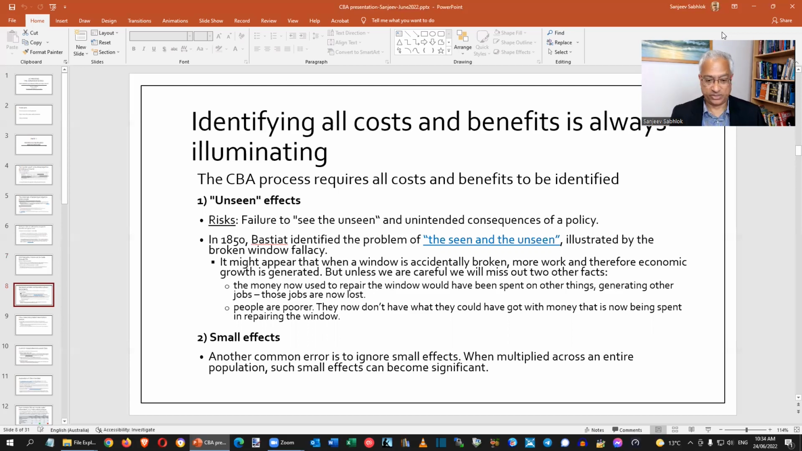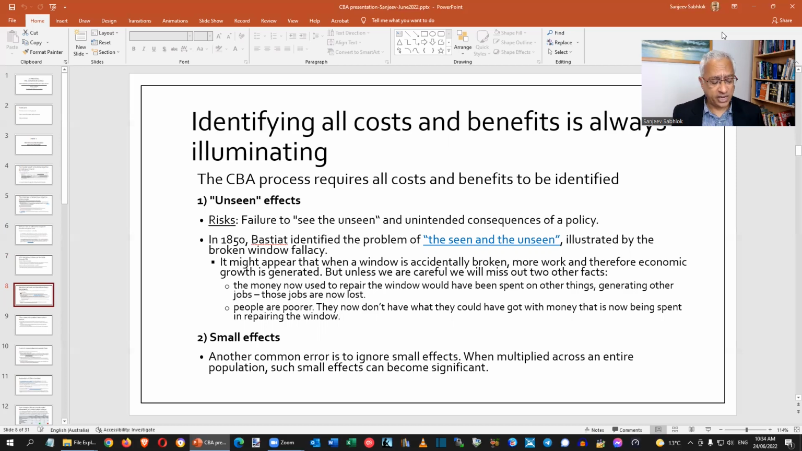So we've got to see these effects of a particular thing before we start counting things. And the small effect thing is also very important. When children are affected by the lockdowns, every single child gets a small negative effect. But when it adds up, it's quite huge, and it affects them finally in their entire life. So these small effects have to be considered as well.